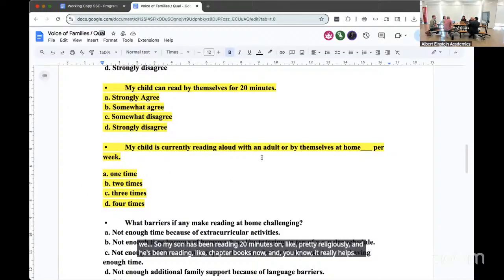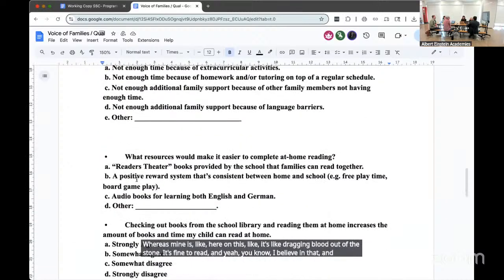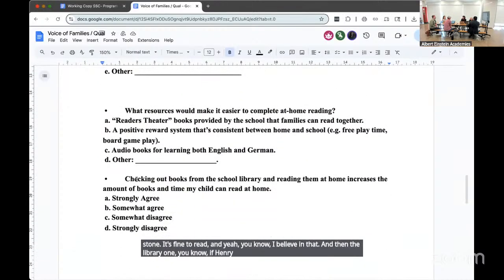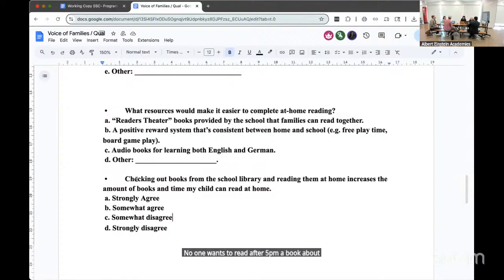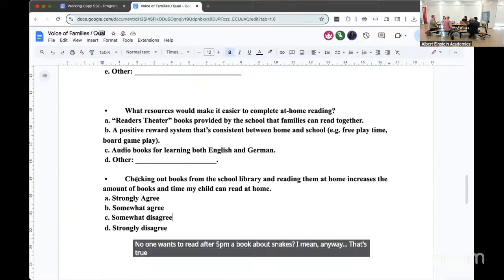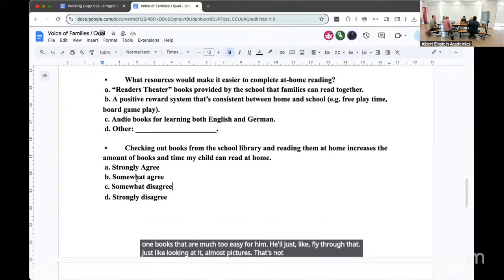Whereas mine is like dragging blood out of a stone to get him to read. I believe in that. And then the library one, if Henry brings one more book home about snakes, no one wants to read a book about snakes after 5 p.m. True, because Thornton, my son, says the same thing. He'll pick level 1 picture books that are much too easy for him and fly through them, so that's not helpful. So I think there are some good questions in here.